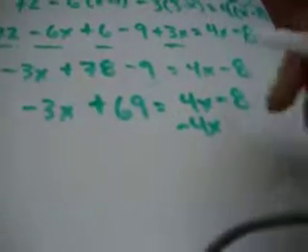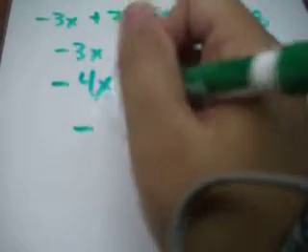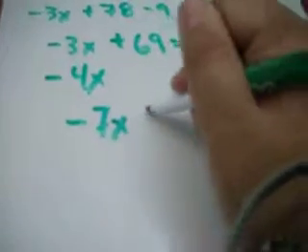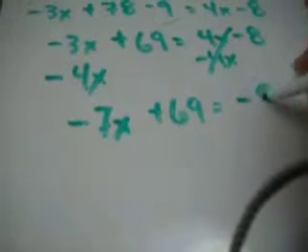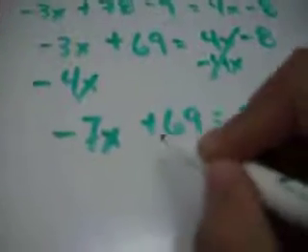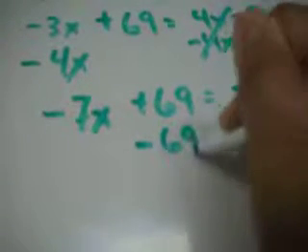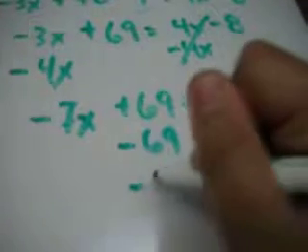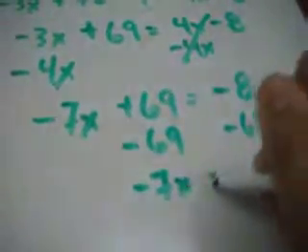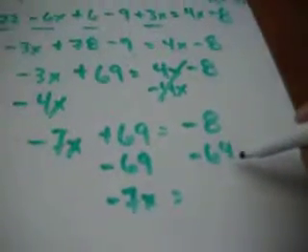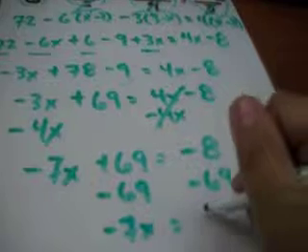Now, letters on the left, numbers on the right. So I'm going to bring over this 4x, because it's on the right hand side. I want to bring it over to the left hand side. What you do to one side, you must do to the other. So I have negative 3 plus 4, well, that's 1x. Now, numbers to the right, so I'm going to subtract 69, and I get 1x equals, well, 69 plus 8 is 77, keep the sign, okay?